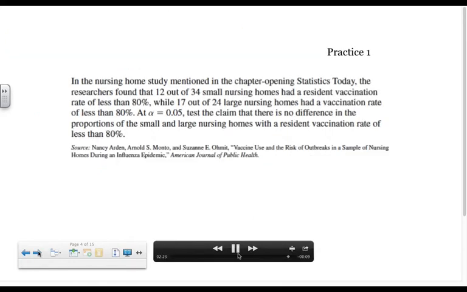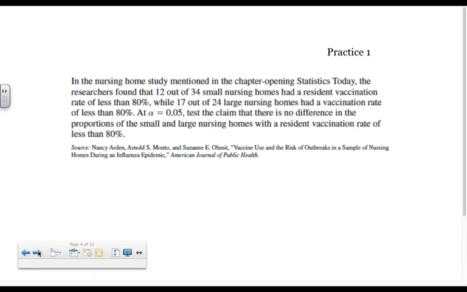All right, practice 1. This is a practice problem. You're going to test the nursing home study mentioned in the chapter. The researchers found that 12 out of 34 small nursing homes had a resident vaccination rate of less than 80%, while 17 out of 24 large nursing homes had a vaccination rate of less than 80%. At alpha equals 0.05, test the claim that there is no difference in the proportions of the small and large nursing homes with a resident vaccination rate of less than 80%.